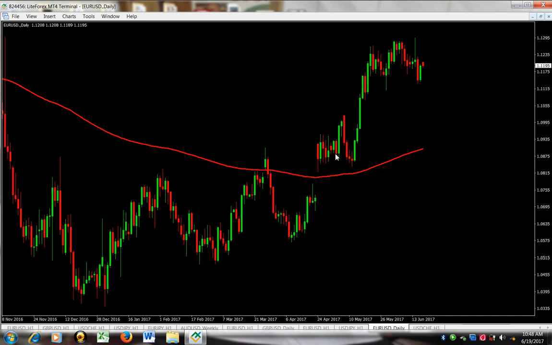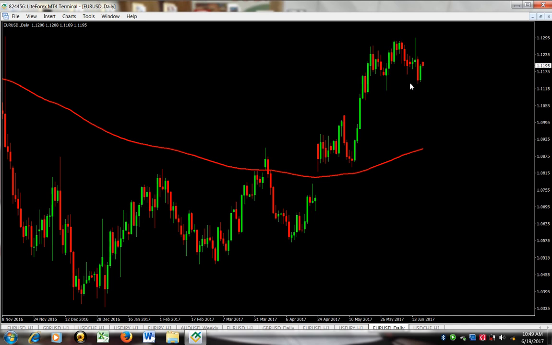So you can see now that the price is moving well above this moving average. So the trend here is bullish. Anytime the price is moving above the moving average 200, we say the trend is bullish. If it is moving below it, it is bearish. So what we have today is a bullish trend.